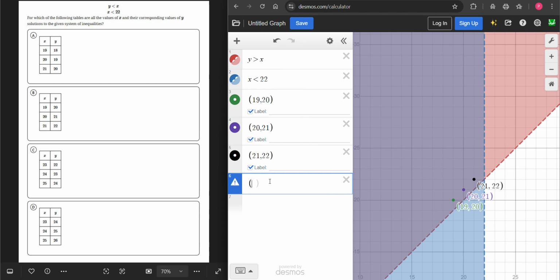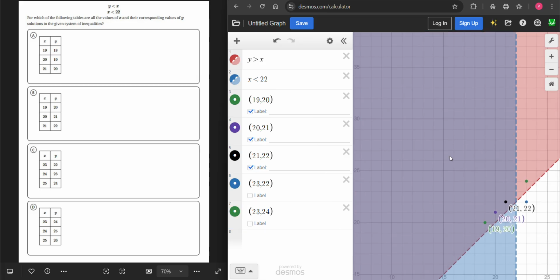But to further clarify, we can say 23, 22. So it doesn't fall, 23, 22, and we can go with 24. If one point doesn't fall, it means there is no solution at all. So let's go with option D, 23, 24. As you can see, this also lies outside of the function. So our actual reason is this.